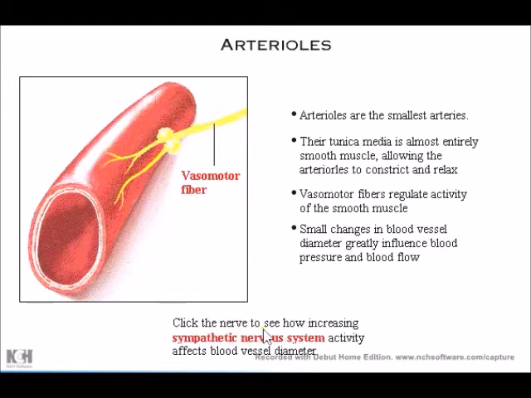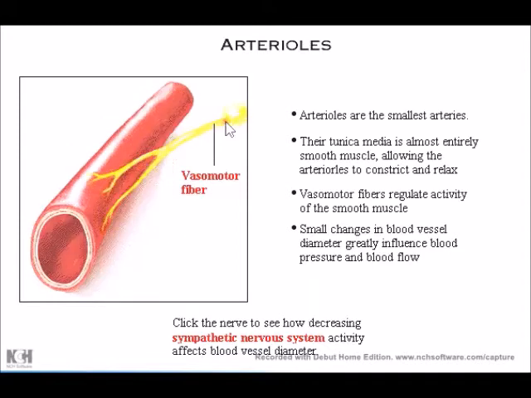Click the nerve to see how increasing sympathetic activity affects blood vessel diameter. Click the nerve again to see how decreasing sympathetic activity affects blood vessel diameter.